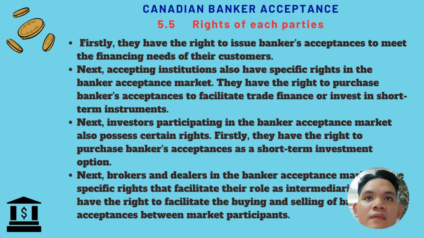Next, the rights of each party. Issuing banks have several rights in the bank acceptance market. Firstly, they have the right to issue bank acceptances to meet the financing needs of their customers. They can set the terms and conditions of the bank acceptances they issue, including the principal amount, maturity date, and interest rate. Issuing banks also have the right to rely on the creditworthiness of the accepting institution and ensure that the payment obligation on the bank acceptance is fulfilled at maturity.